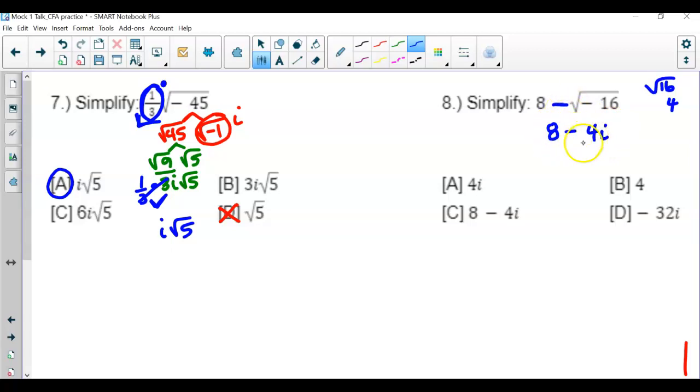Now, can I continue simplifying this? Well, no, because 8 is real and -4i is imaginary. So this is the imaginary part, -4i. These two values are not like terms in our complex number, so we're going to leave our answer as C.